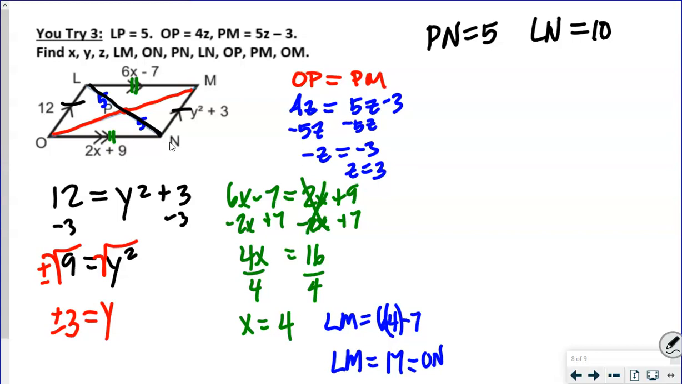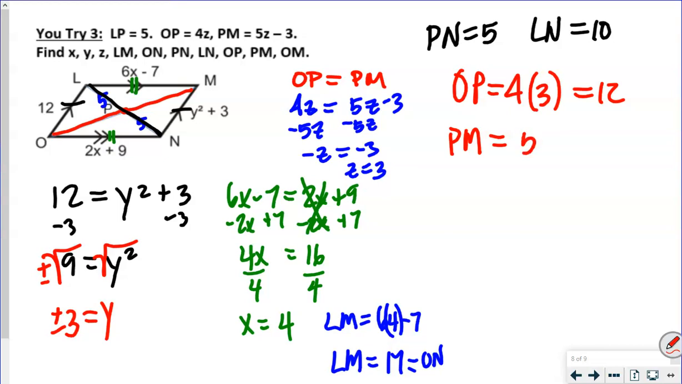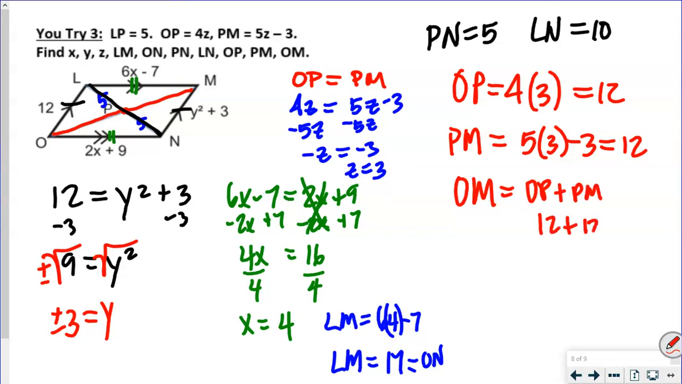Then we've got OP, and what we need to do for OP is equal to 4 times Z, which is 3, so that's going to be 12, which also means that PM should be 12 as well, right? So 5 times 3 is 15, minus 3 is also 12. And then OM is the whole thing, so OM is equal to OP plus PM, which is 12 plus 12. So OM is equal to 24.